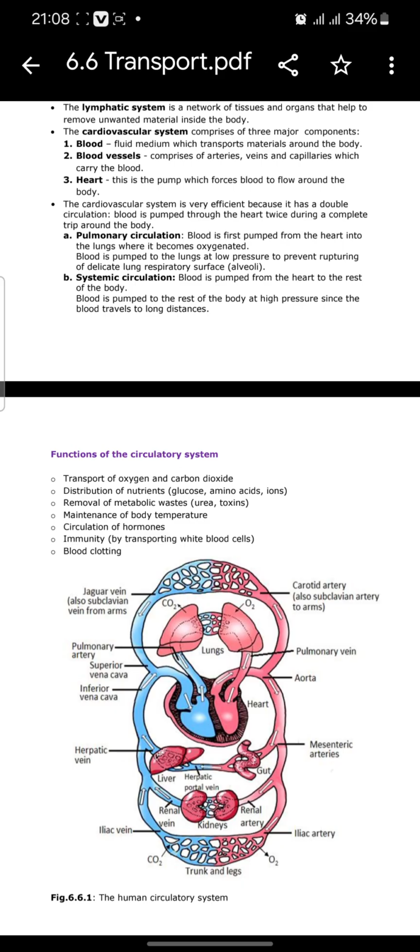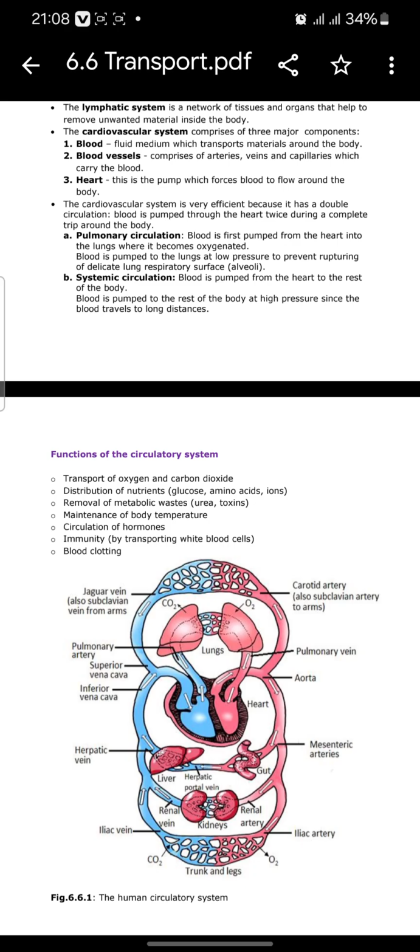So let's look at the functions of the circulatory system. What is the job of this circulatory system? Number one, this circulatory system transports oxygen and carbon dioxide, right?